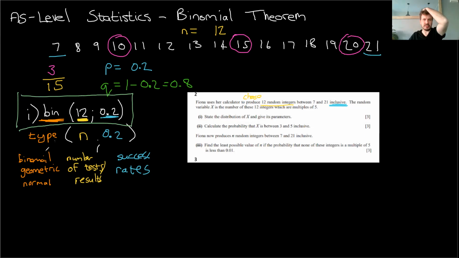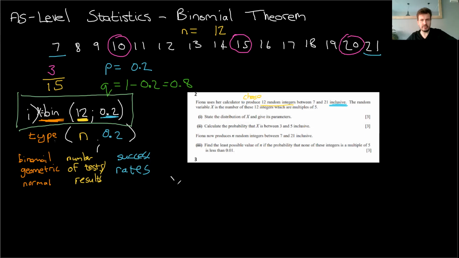Okay, so now that we've got the parameters, it says calculate the probability that it would be between 3 and 5. Okay, so we know it's binomial theorem. So when we do probability between 3 and 5, we're going to do first the probability that x is between 3 and 5. So the parameters. Okay, so x equals.